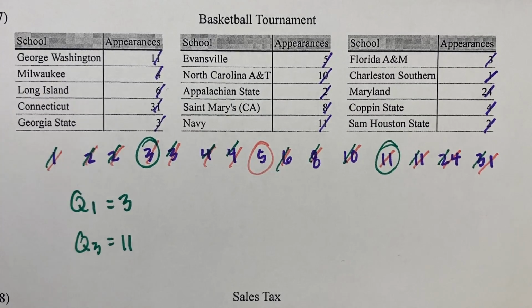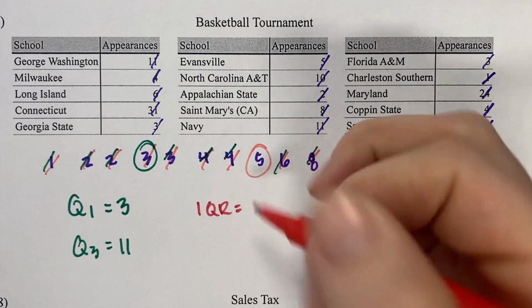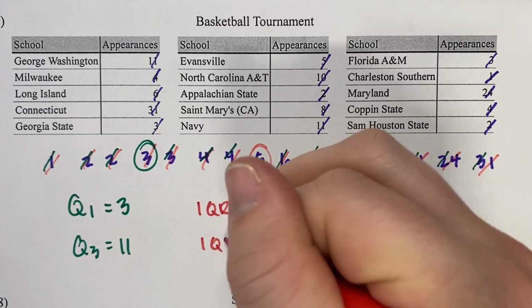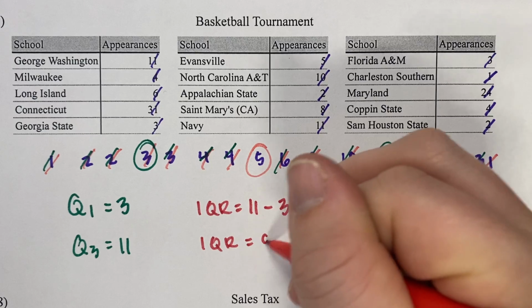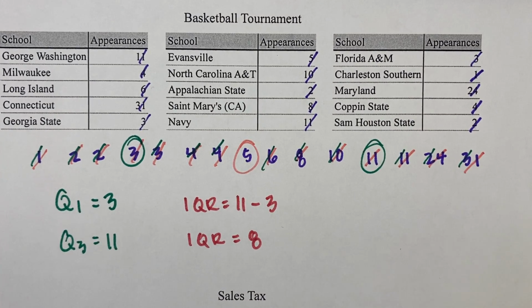Now we can go ahead and find our IQR. Take the upper quartile 11, subtract the lower quartile 3. So our IQR is 8. And there we go.